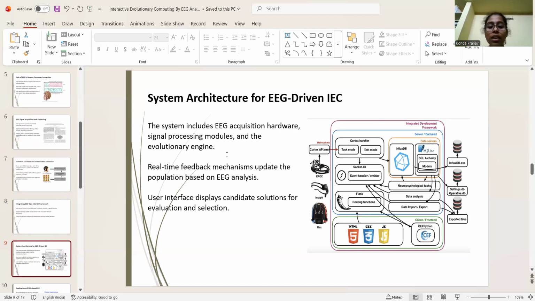In the Cortex handler, it has task mode and test mode, and in the Socket IO, it can have an event handler. In Flask, there are routing functions and InfluxDB. In InfluxDB, it has neuropsychological tasks like data analysis, data import, and data export, and it sends to the CEP. Later, InfluxDB sends the operations into the exported files.